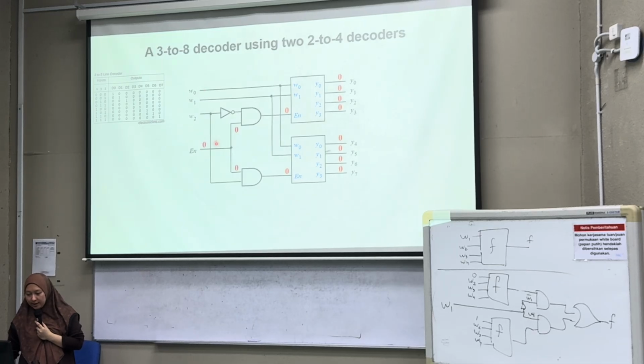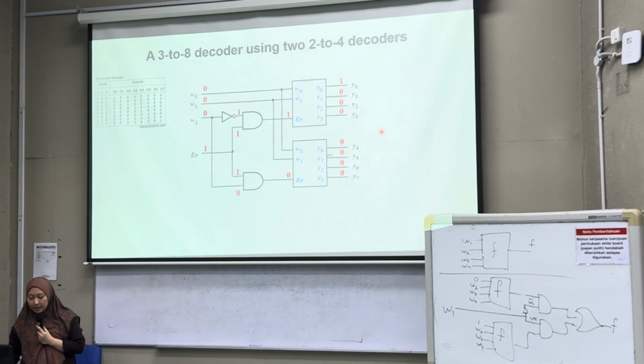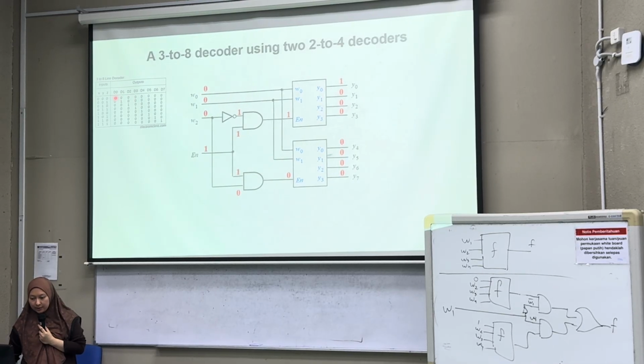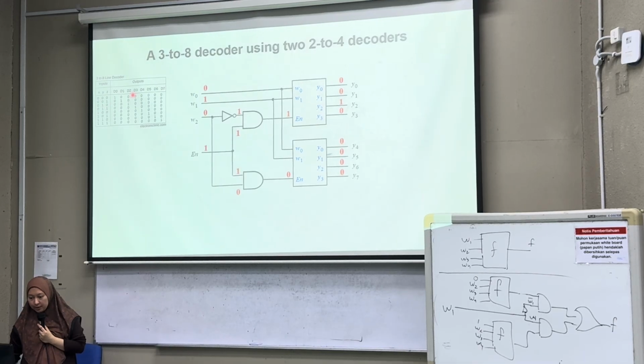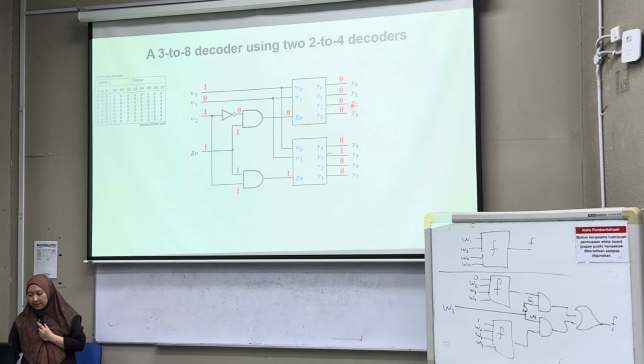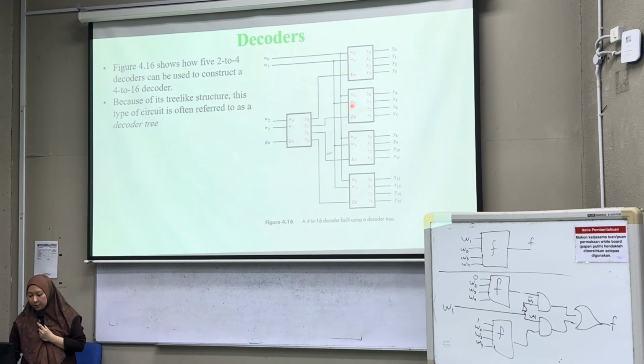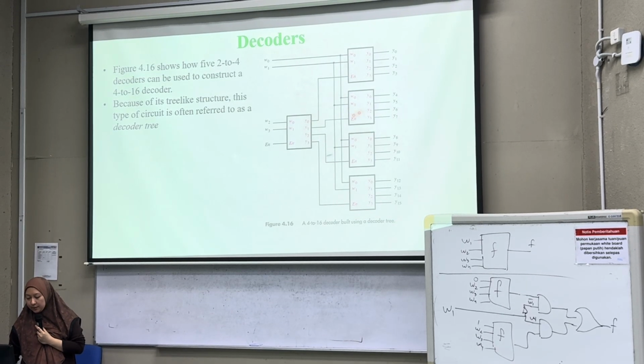If you see here, when enable is 0, nothing comes up, but when enable is 1, you're enabling the circuit. So when it's 0, 0, 0, you have Y0, D0 to be 1, and so on. When 0, 1, 0, you have Y2 or D2 to be triggered, and so on. Here you've got the 4 to 16 decoder being built using a decoder tree, using 2 to 4 decoders to construct a 4 to 16 decoder. It has a tree-like structure, that's why we call it a decoder tree.